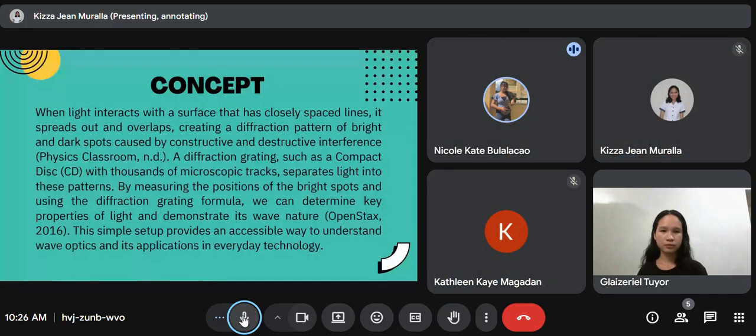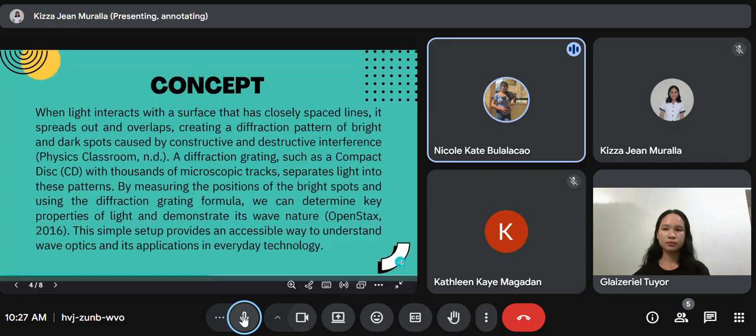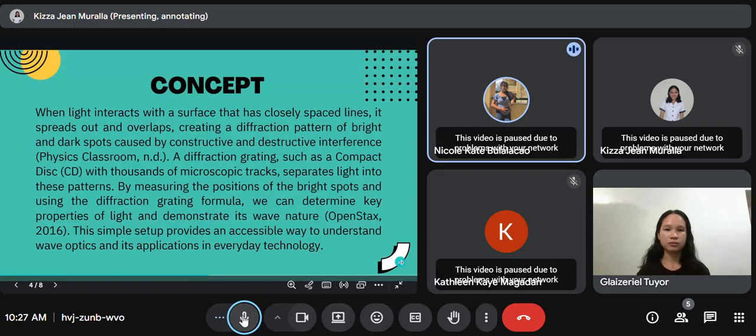Let's now proceed to the concept and formula of our project proposal. When light interacts with a surface that has closely spaced lines, it spreads out and overlaps, creating a diffraction pattern of bright and dark spots caused by constructive and destructive interference. A compact disc has thousands of tiny tracks that act as a diffraction grating. When a laser beam strikes the CD, the light waves reflect and interfere with one another, creating multiple bright and dark spots on the screen. This is caused by the constructive and destructive interference of the light waves.